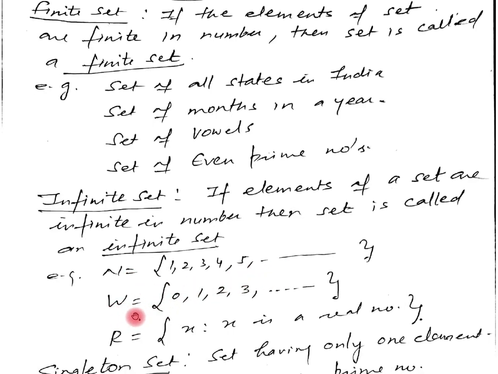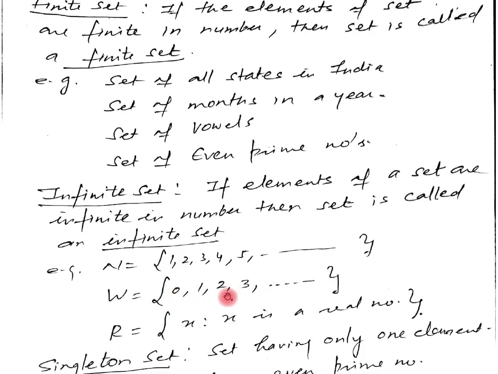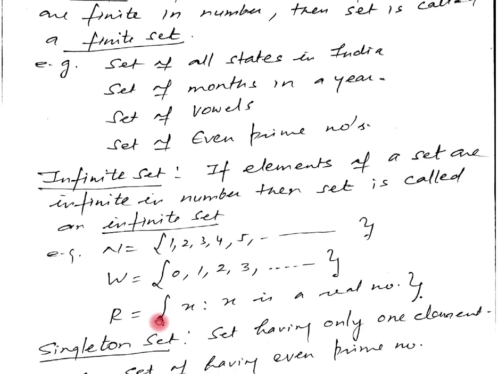Similarly, W, the set of whole numbers: 0, 1, 2, 3. We can write down four or five elements, then we should put the dash. Again, the whole numbers are uncountable, so it is an infinite set. Similarly, R, the set of real numbers, x where x is a real number. All these are infinite sets. So this is the difference between finite and infinite sets. In a finite set, the elements can be counted, but in an infinite set, the elements can never be counted.